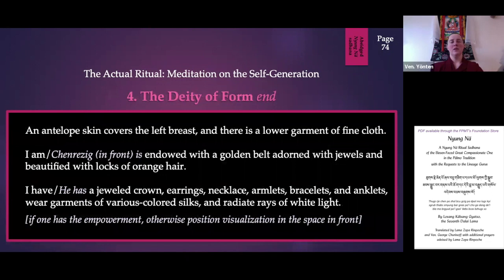An antelope skin covers the left breast, and there is a lower garment of fine cloth. Chenrezig is endowed with a golden belt adorned with jewels, and beautified with locks of orange hair. There is a jeweled crown, earrings, necklace, armlets, bracelets, and anklets, garments of various colored silks, and radiates rays of white light.